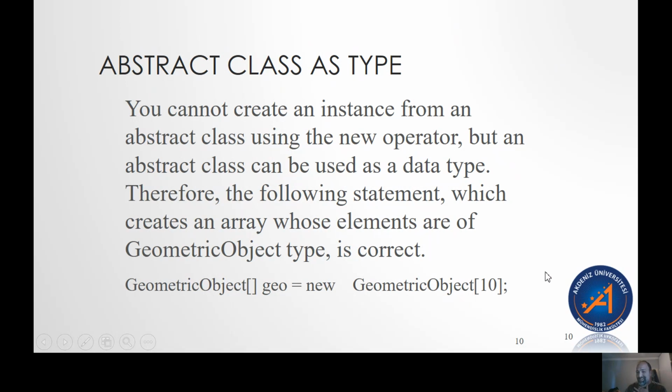This is where I said this would get confusing if you weren't paying attention. This is the important part. I can create an array to hold geometric objects. I can create a variable that points to a geometric object. What I cannot create, what I cannot make, is an object of type geometric object.